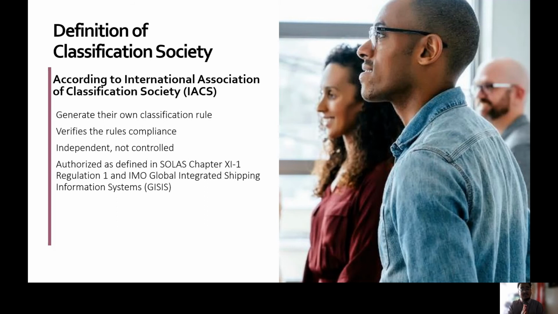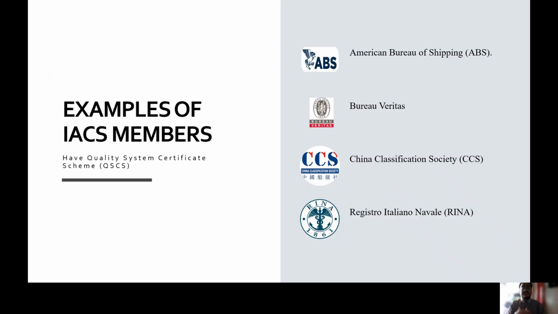And then all classification societies need to be independent and not controlled by anyone, including the government of the country. And last but not least, this classification society is authorized as defined in SOLAS chapter 11-1, regulation 1, and the IMO Global Integrated Shipping Information System, also known as GISIS. These are examples of IACS members. All of the members in this example have a quality system certification scheme, also known as QSCS.